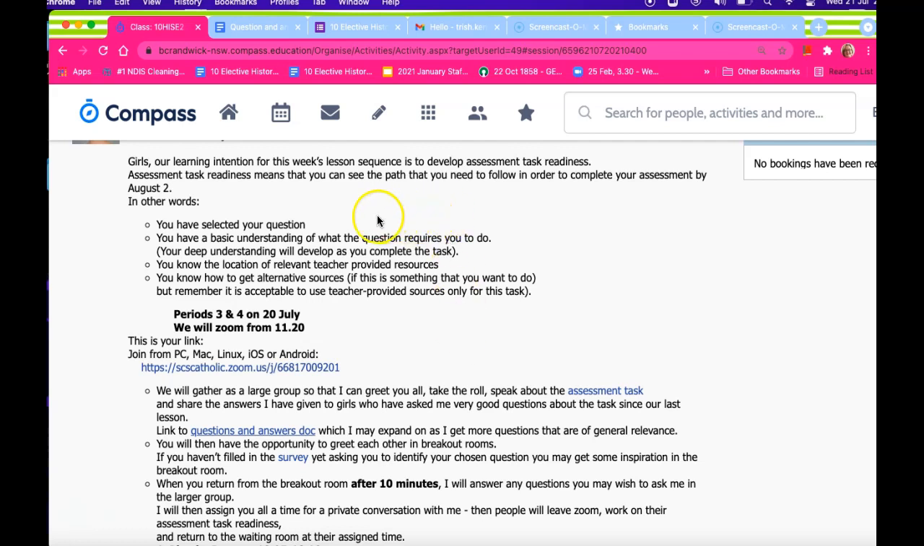So assessment task readiness means that you can see the path that you need to follow in order to complete your assessment task for 10 elective history by August 2. You've selected your question, you have a good basic understanding of what the question is requiring you to do, and all that means is topics that you need to find out about. A deep understanding will develop as you complete the task, that you know where the relevant teacher-provided resources are, because I have provided many resources, and that you know how to get alternative sources. For example, you can use advanced Google search or look up Google Books.